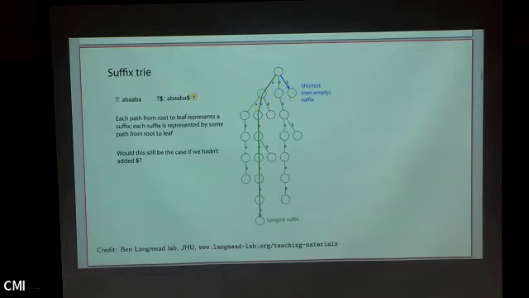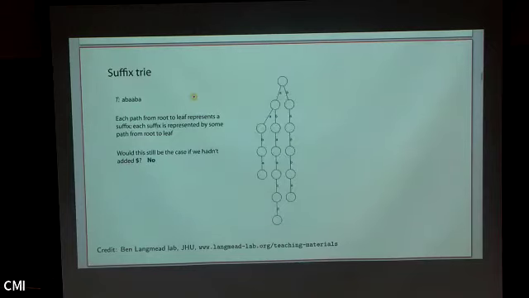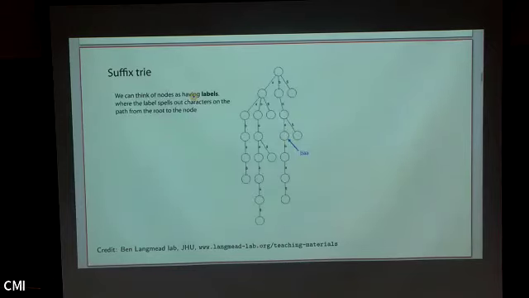And you build it up basically by starting from the longest suffix and then continuing and adding more and more, or you can start with the shortest suffix and add them. So you can now search in this for any pattern in linear time, right? You can now think of nodes as having labels, where the label spells out the characters from the path to the root. It's not explicitly stored here, that would be the point, but this is what you would get if you spread this out.